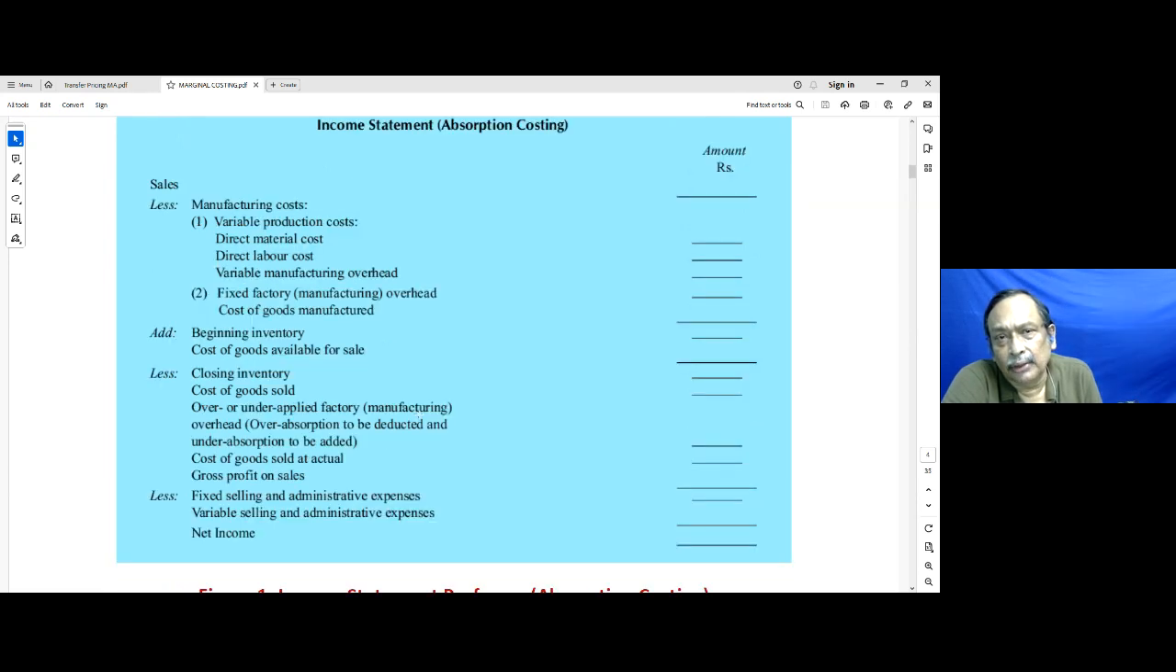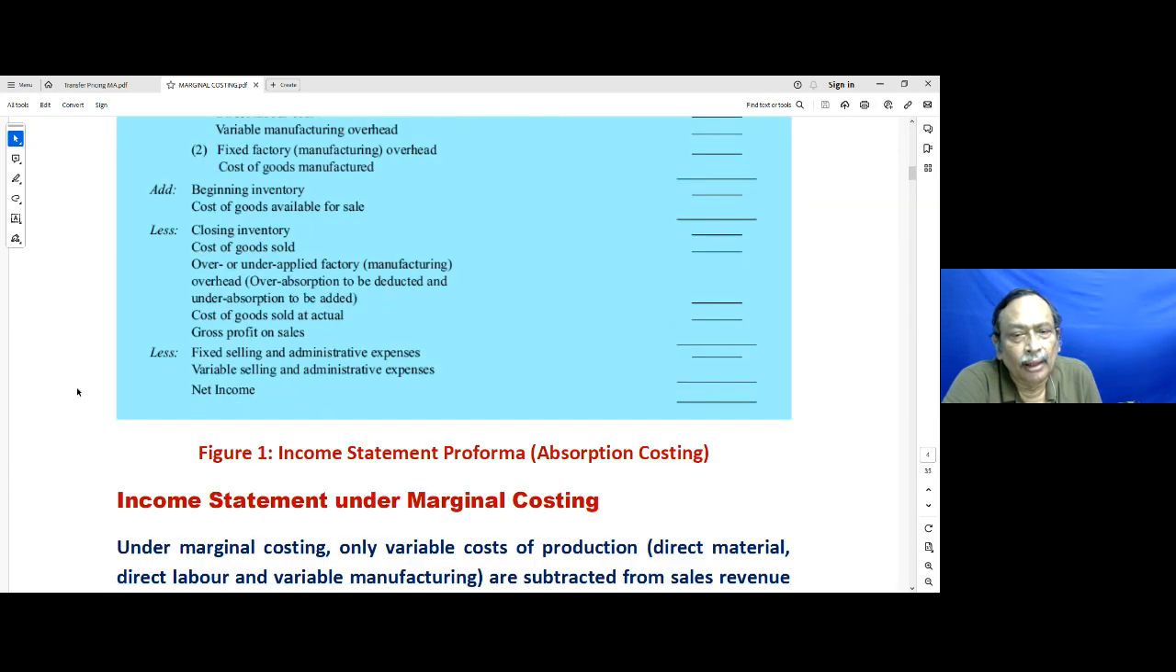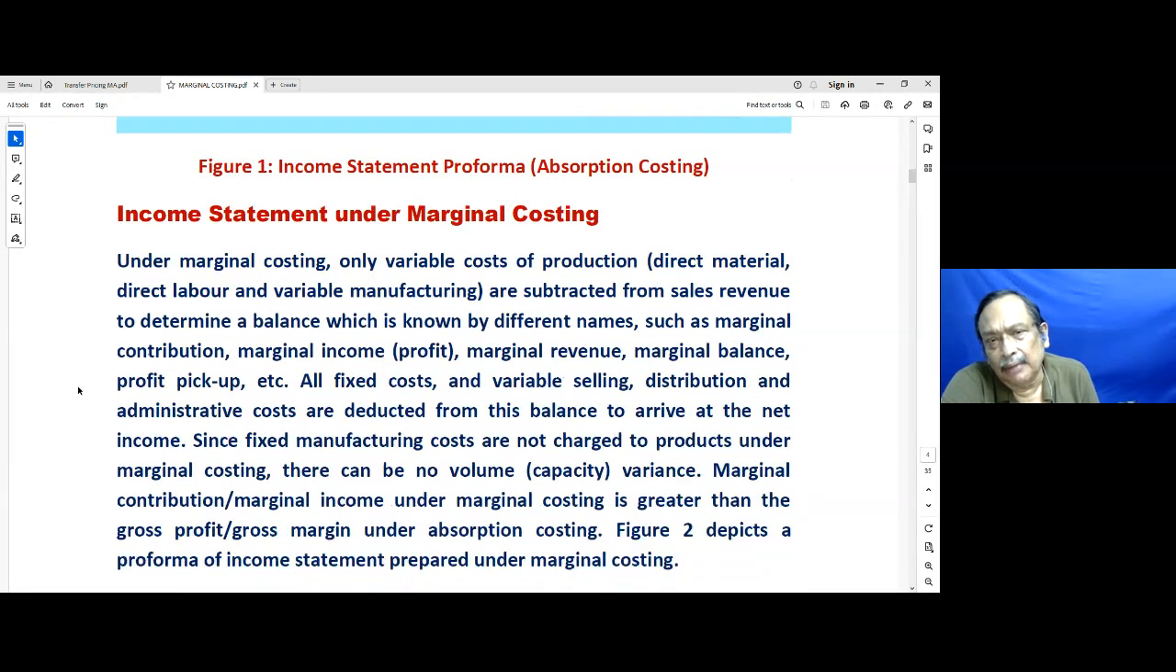So in absorption costing, the income statement that I have shown is actually what is followed while arriving at the net income. On the contrary, for the income statement under marginal costing, only variable cost of production, that is direct material, direct labor and variable manufacturing overhead, is subtracted from sales revenue to determine a balance, which is known by different names such as marginal contribution, marginal income, profit pickup, etc. So you just remember contribution.